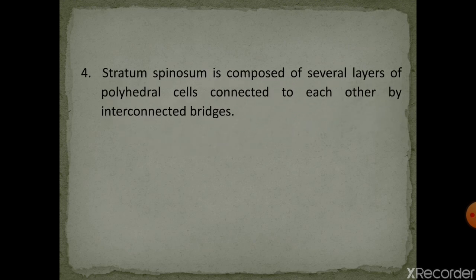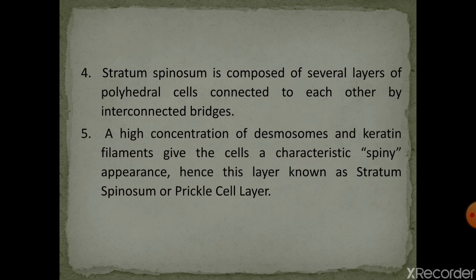The stratum spinosum is composed of several layers of polyhedral cells connected to each other by interconnected bridges. A high concentration of desmosomes and keratin filaments gives the cells a characteristic spiny appearance. Hence, this layer is known as stratum spinosum. It is also called the prickle cell layer, and it is also known as the squamous cell layer.